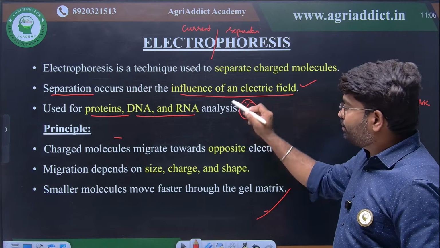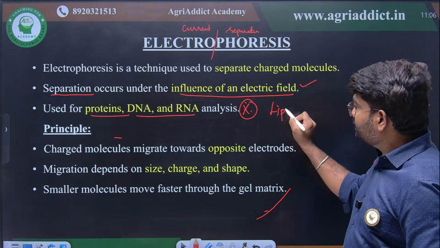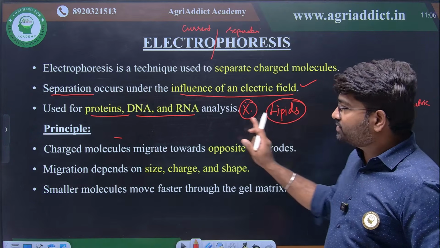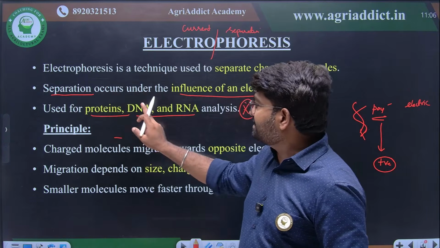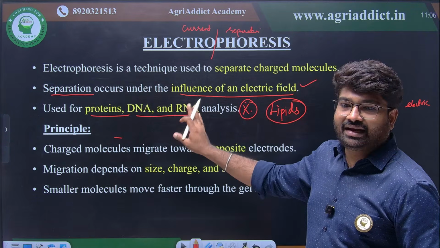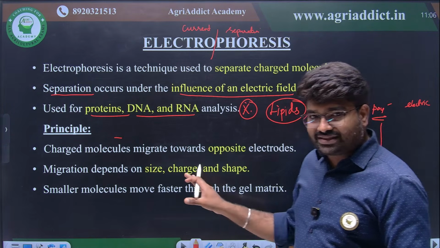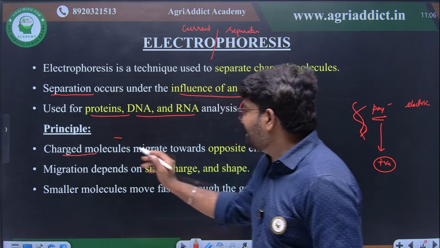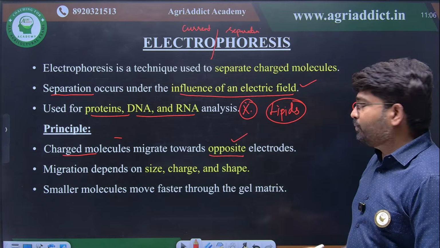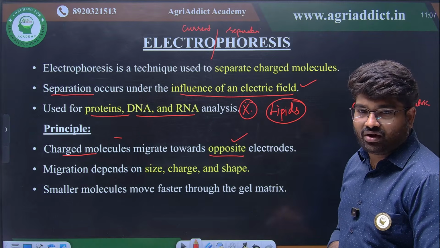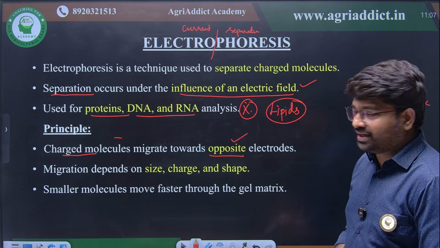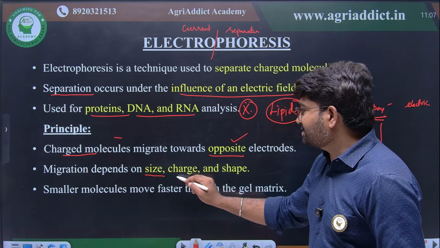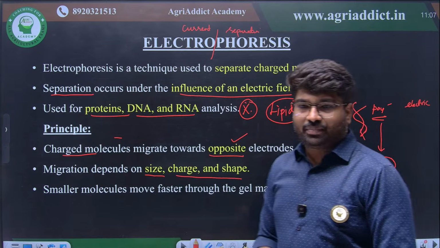This is another important point: we cannot use electrophoresis for separation of lipids. So we use it for separation of proteins, DNA and RNA, that is, nucleic acids. What is the major principle of electrophoresis? We know the charged particles will migrate towards the opposite electrode. This we have already seen. This is the major principle. The migration of the molecule will be determined based on the size, charge and shape of the molecule.